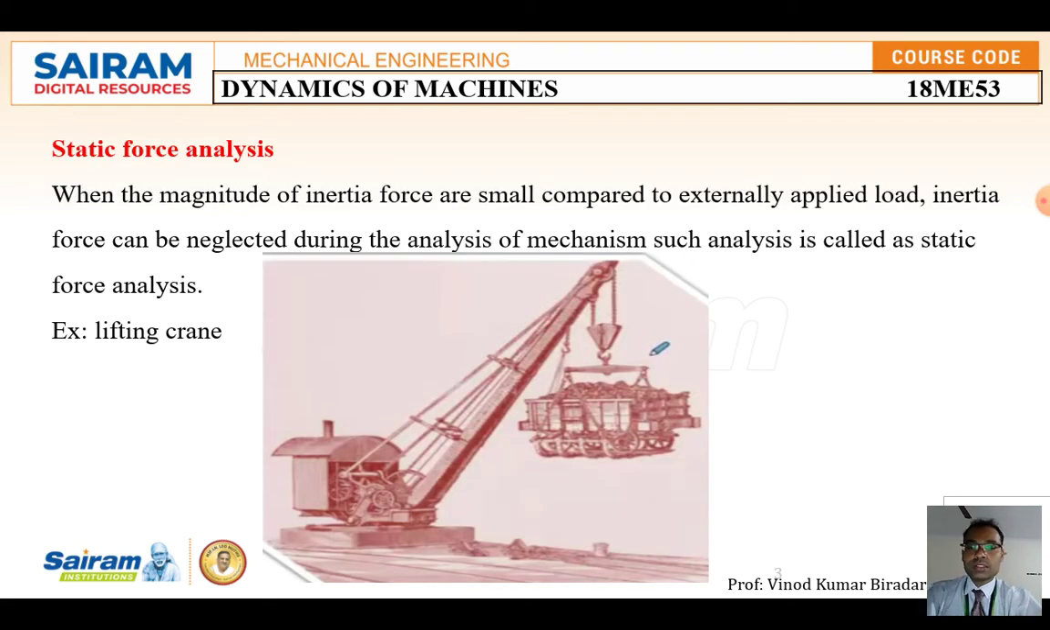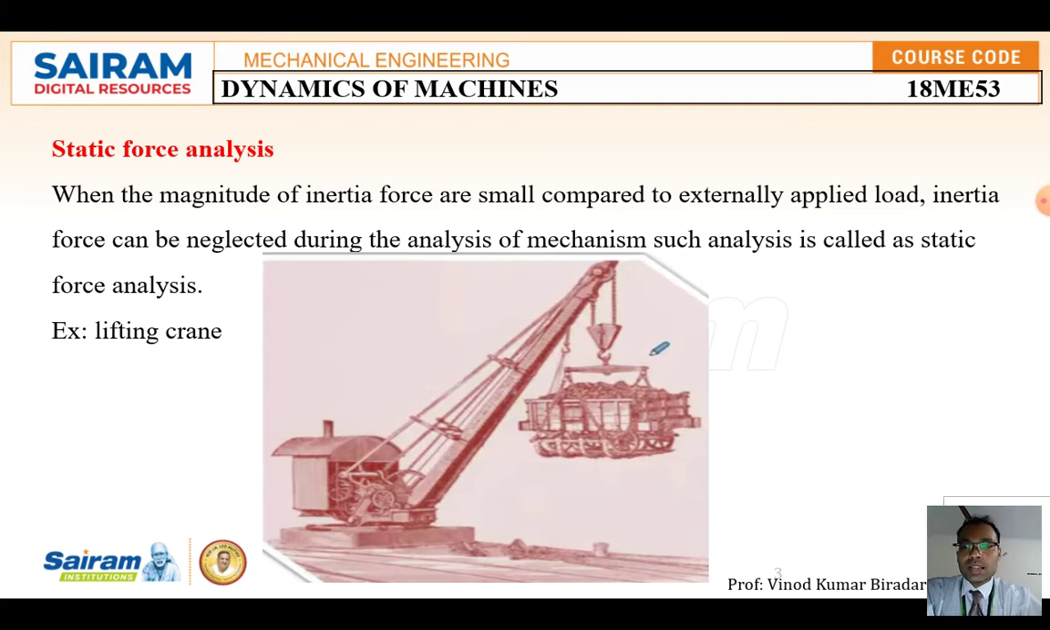Next, what do we mean by static force analysis? I told you in the beginning that static means at rest. An object which is at rest, we say that component is static. Look at the diagram here. This is a crane hook, a lifting crane. First, let me understand the definition of static force analysis. If you take any mechanical device and we do not consider the inertia effect, then such an analysis we call static force analysis.